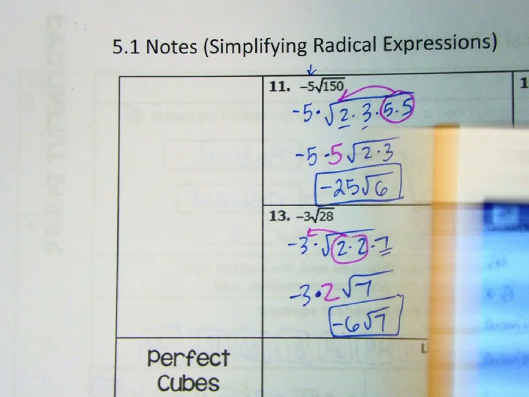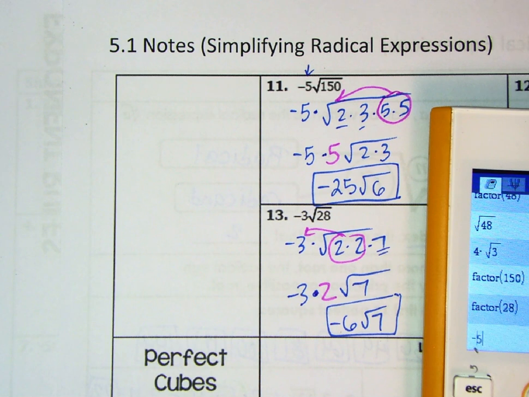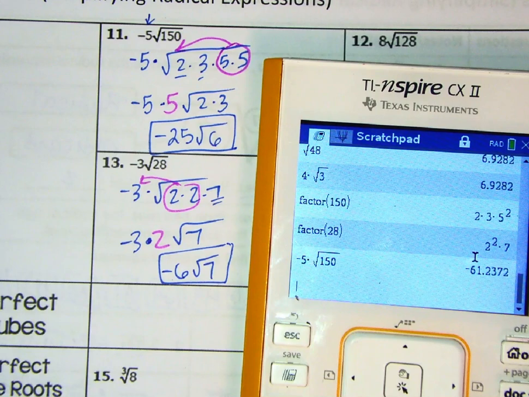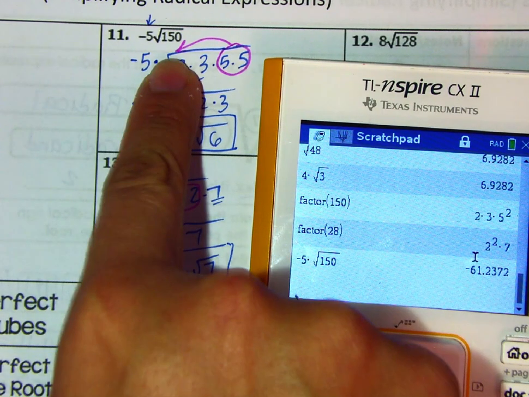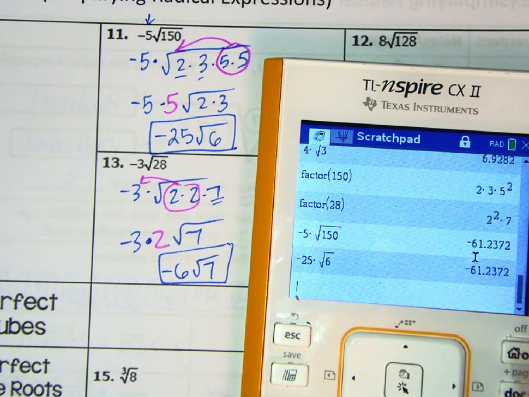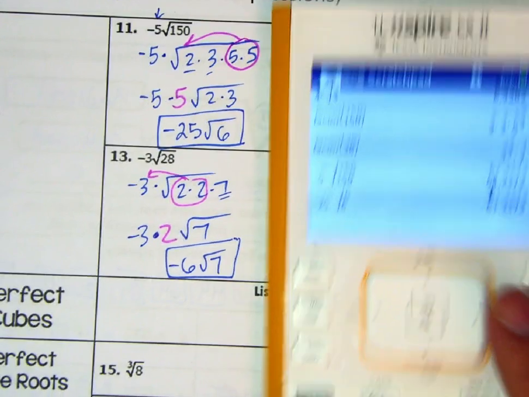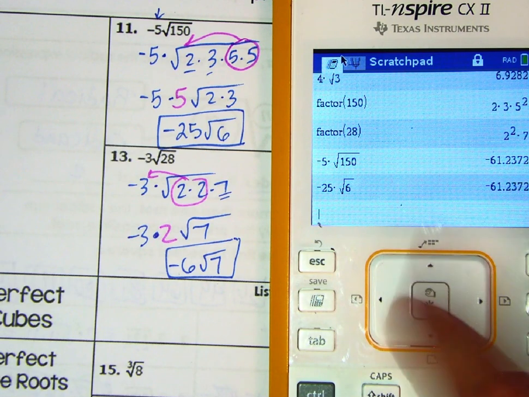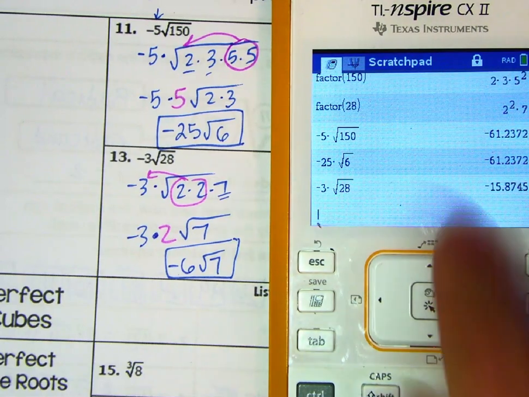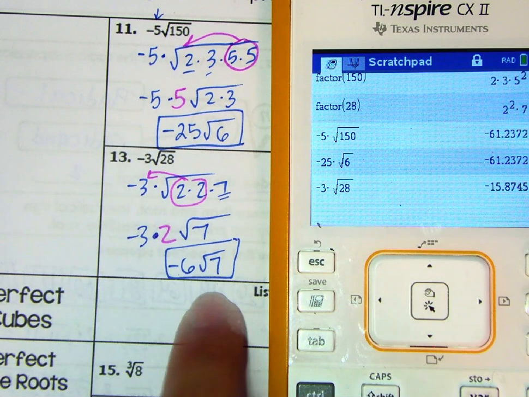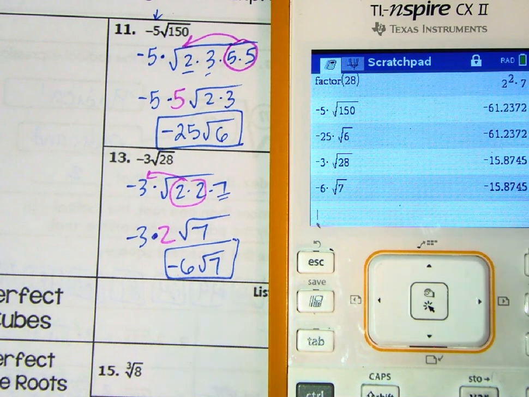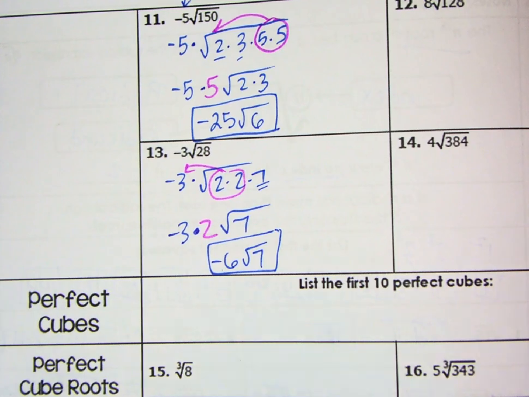And as usual, if you want to check your work, you can always type this -5 square root of 150. Gives me this decimal for that one. And then the answer we got is -25 square root of 6. And we get the same answer. For the next one, we're going to have -3 square root of 28 for this one. And then the answer we got was -6 square root of 7. And then it's that.